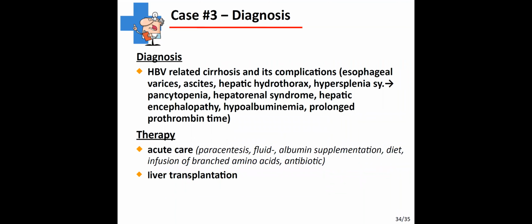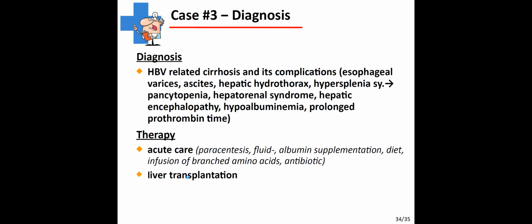Now here, what we have is hepatitis B related cirrhosis and complications: esophageal varices, ascites, hydrothorax, hypersplenism syndrome, pancytopenia, hepatorenal syndrome, hepatic encephalopathy, hyperbilirubinemia, and prolonged prothrombin time. So that was the diagnosis.